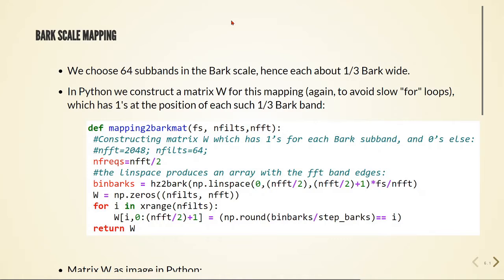And this matrix has ones at the position of each such a third bark band. And for that we use this function here, mapping to bark mat, that constructs this matrix W, which has ones for each bark subband and zeros elsewhere. And we can see that it takes as arguments the sampling frequency, the number of filters, and the number of FFT. So the number of filters can be seen as the number of subbands.